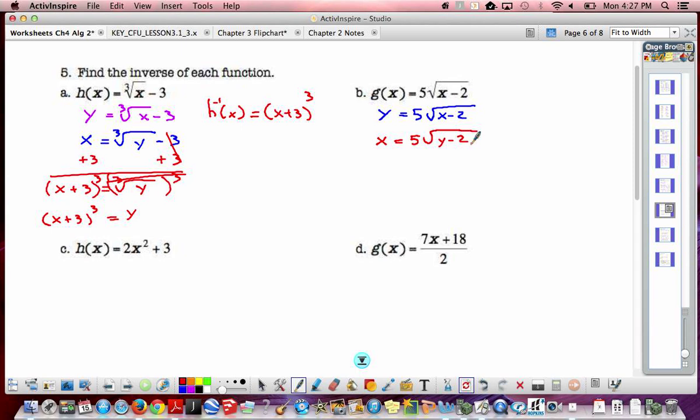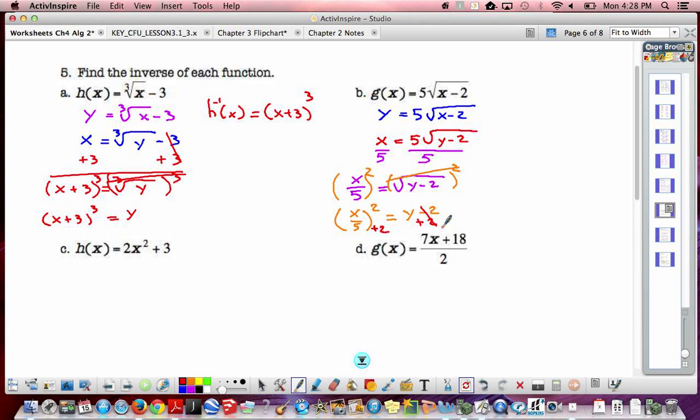So inverse operations now. Divide both sides by 5. So x divided by 5 equals the square root of y minus 2. To undo a square root, square both sides. So they undo each other. So now I have x divided by 5 quantity squared equals y minus 2. Last but not least, I need to add 2 to both sides.